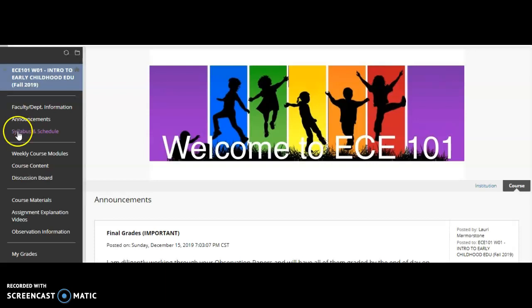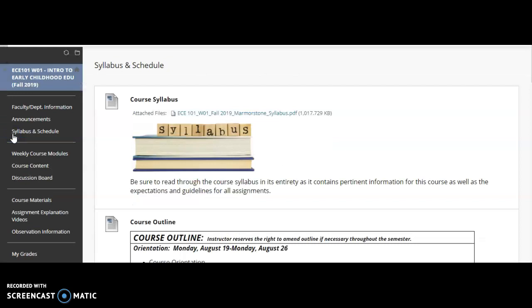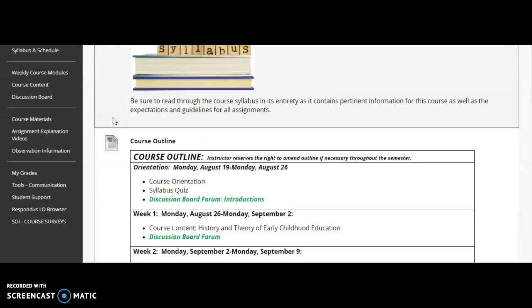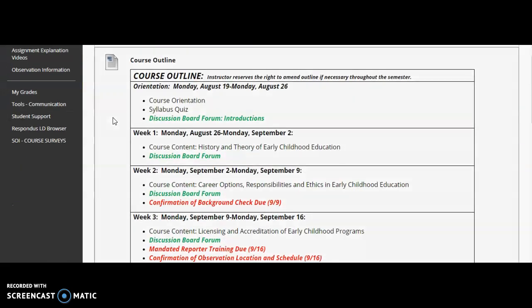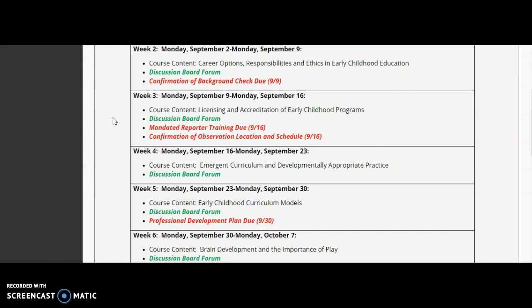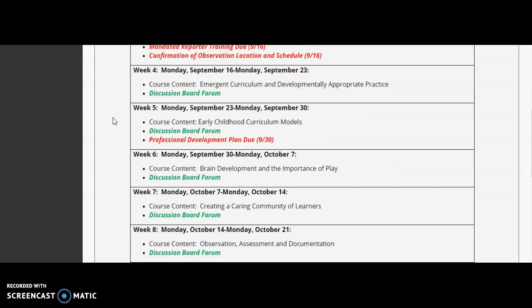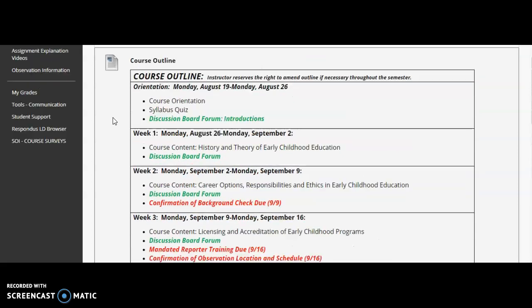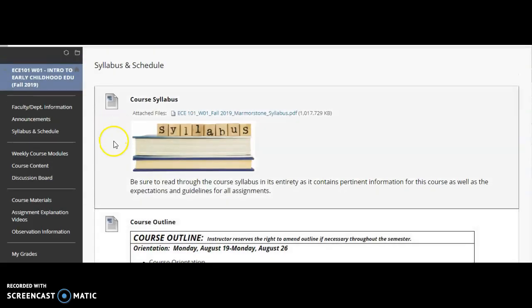I have the syllabus and schedule linked here for their reference. At any point in the semester, they can just click here and they can find the course syllabus, and then they can also just look at the course outline as well and just see briefly from week to week the different content that we will be covering and also any assignments that will be due as well.